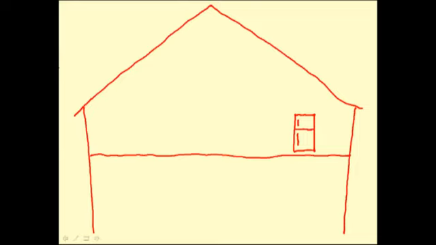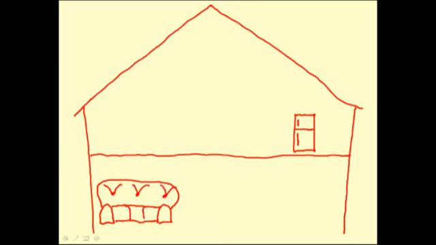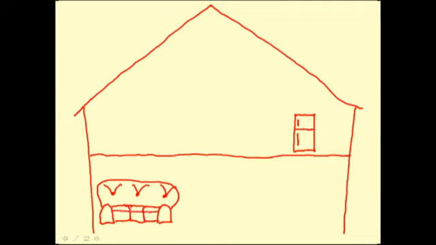Y vamos a poner abajo, not arriba, abajo, la sala, a la izquierda, la sala, a la izquierda. Esta es la sala, a la izquierda y abajo. Ok, vamos a poner arriba, a la izquierda, una recámara.